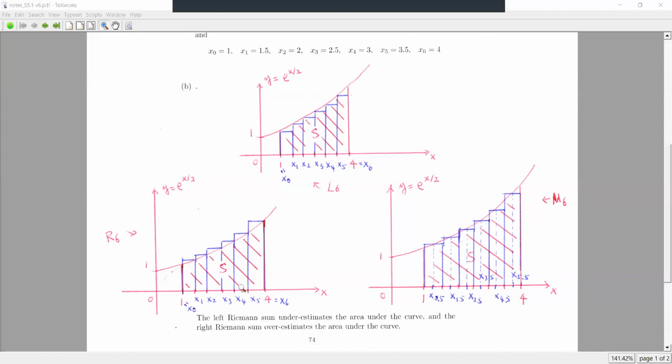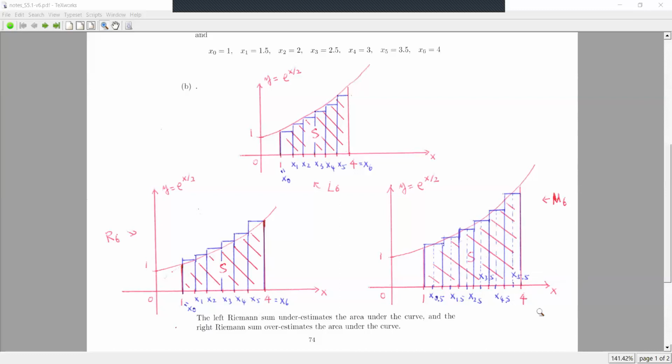From this diagram, this time, the region S is contained by the 6 rectangles. So the area of the region is less than the sum of the areas of the 6 rectangles. Therefore, this time, the right Riemann sum overestimates the area of the region S.